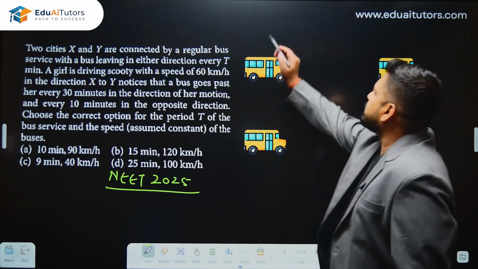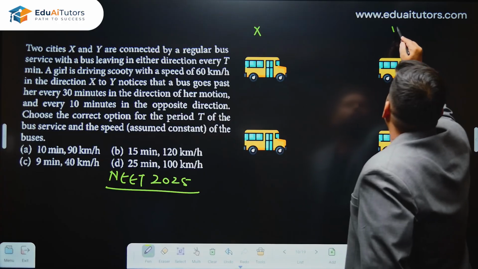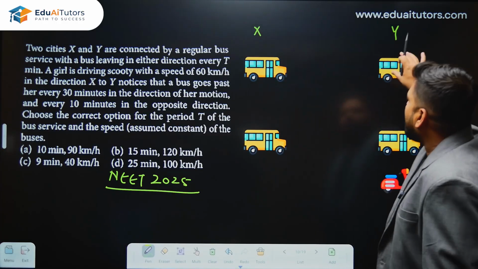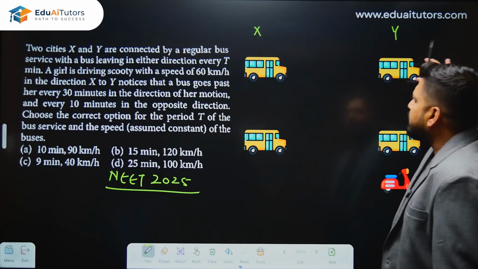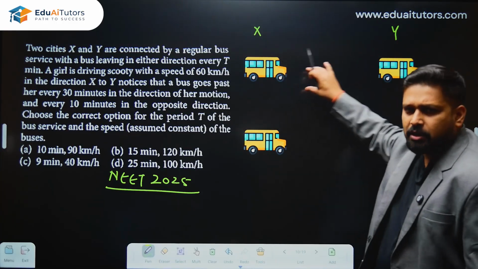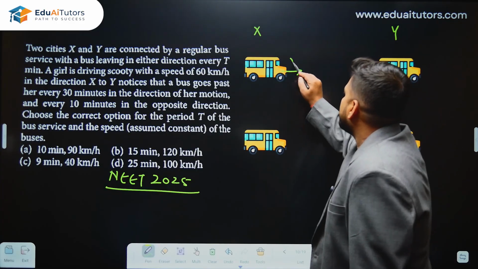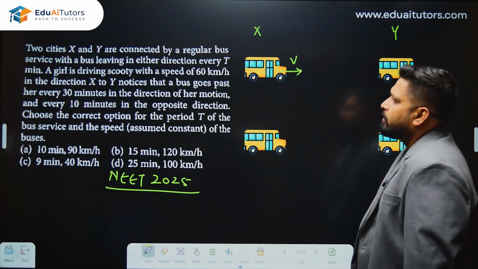So there are two cities, X and Y. They're connected by some kind of a bus service. Every time, after a fixed period of time, one bus starts and is going in this direction from X city towards Y. All right. And the speed of the bus is fixed or constant. Let's say this is V.